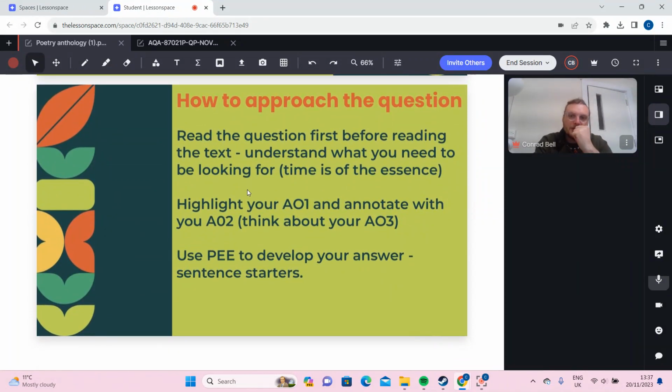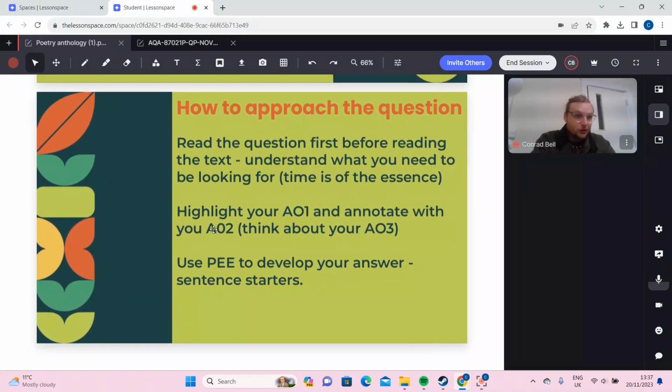So how to approach the questions. Read the question first before reading the text to understand what you need. Highlight the AO1. Again, sorry, I still haven't flipped that around. And take the AO2. So you're highlighting your AO2 and animating it with the AO1, and then use this to develop your answer. Again, it's the same for everyone, but it's just a good rule of thumb. This is just the staple that your students should be doing.